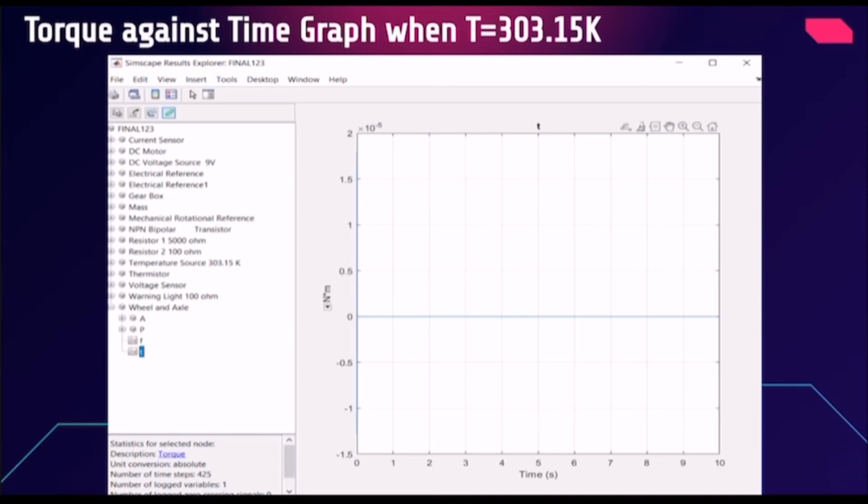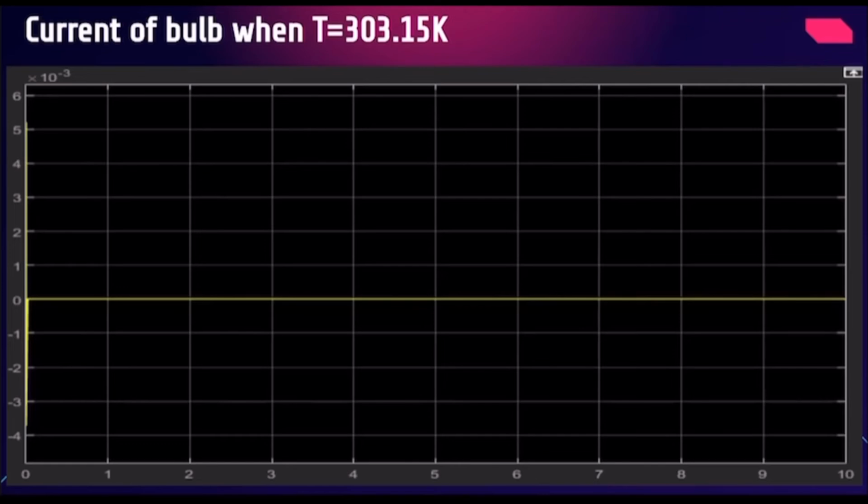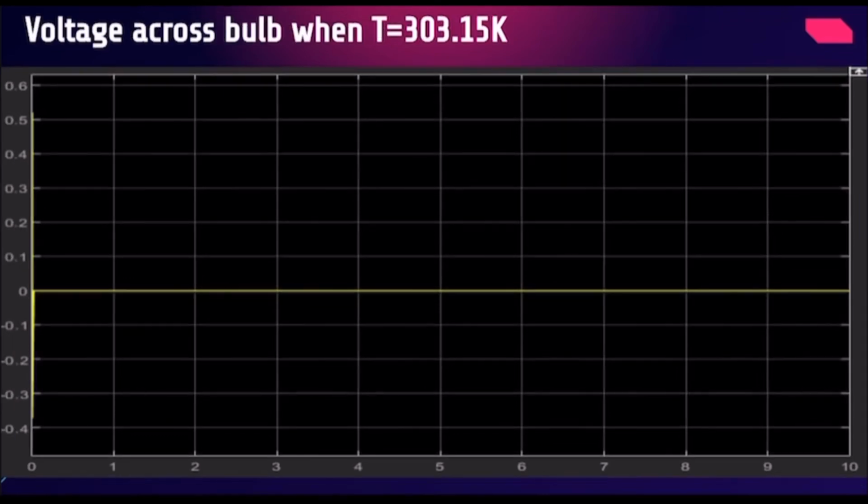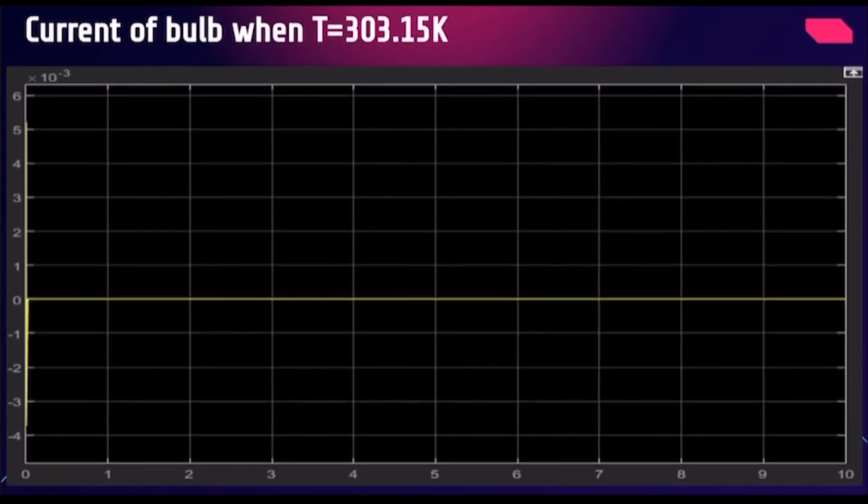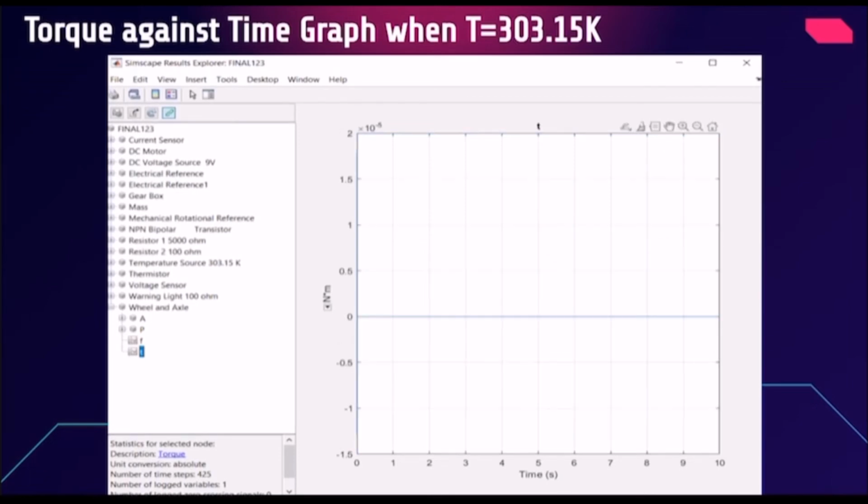This can be further proved from the graph generated in MATLAB in slides 8, 10 and 11. We can see that when the temperature is 303.15 Kelvin, the value of torque, current and voltage remains at 0. Although the circuit diagram shows a value, in reality any value with the power of negative 9 is very low. Therefore, validation of calculation is only done for the low temperature scenario because the circuit is usable and easier to be interpreted.